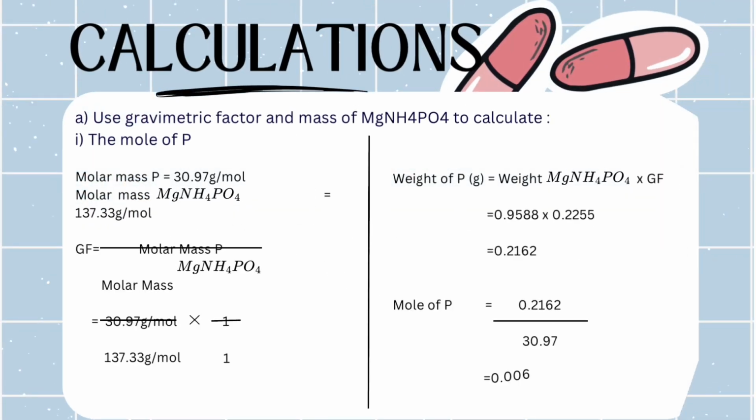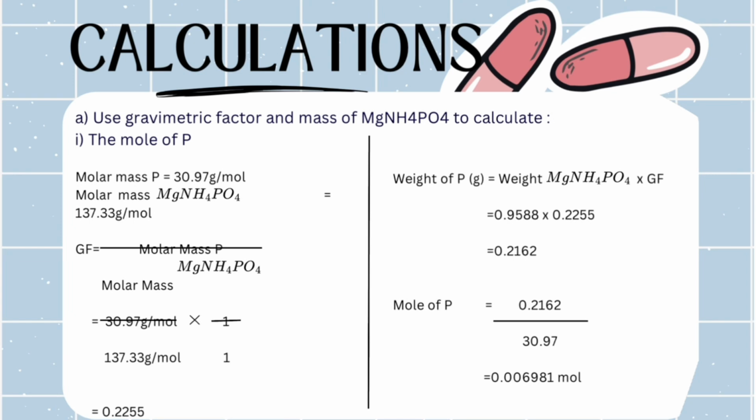For the calculations, the question asks us to use the gravimetric factor and the mass of magnesium ammonium phosphate to calculate the mole of P. To find GF, we need to use the molar mass of P divided by the molar mass of magnesium ammonium phosphate. So 30.97 gram per mole over 137.33 gram per mole, we will get 0.2255.